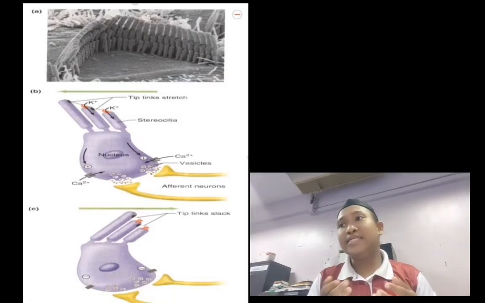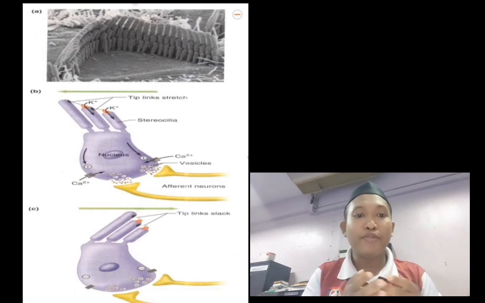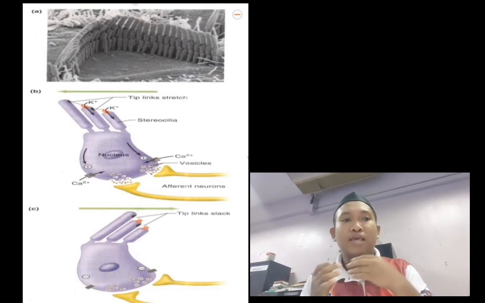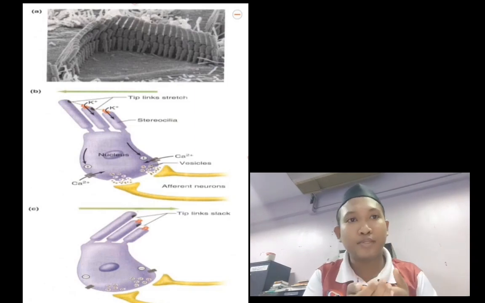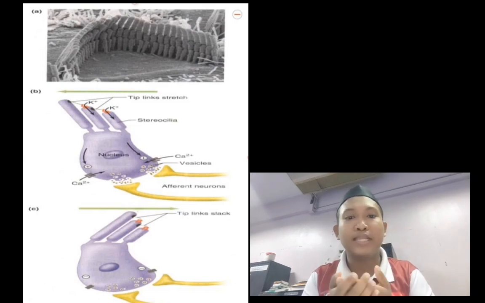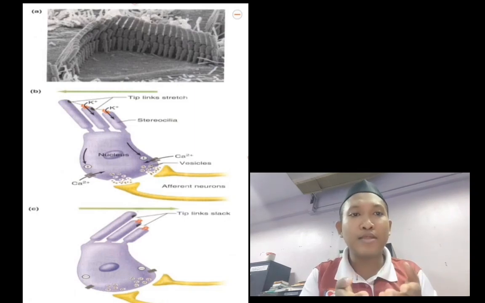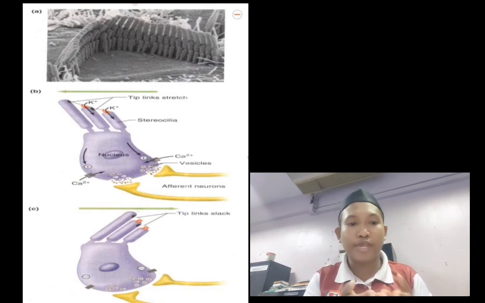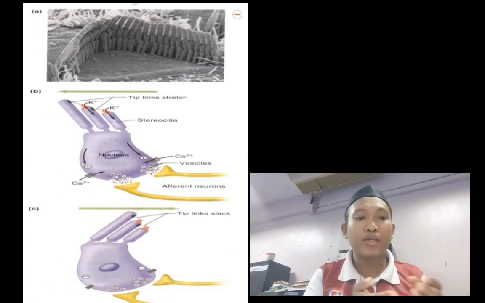Second one is sound to impulse. How is sound wave converted to impulse? The receptor of the organ of Corti, the hair cell, also known as mechanoreceptor, has hair-like structures called stereocilia. The vibration moves the basilar membrane and hair cell against the tectorial membrane. This movement leads to the displacement of the stereocilia.